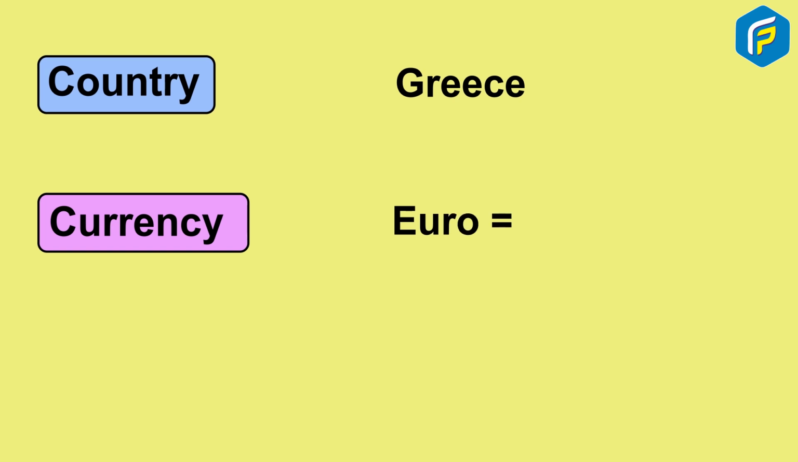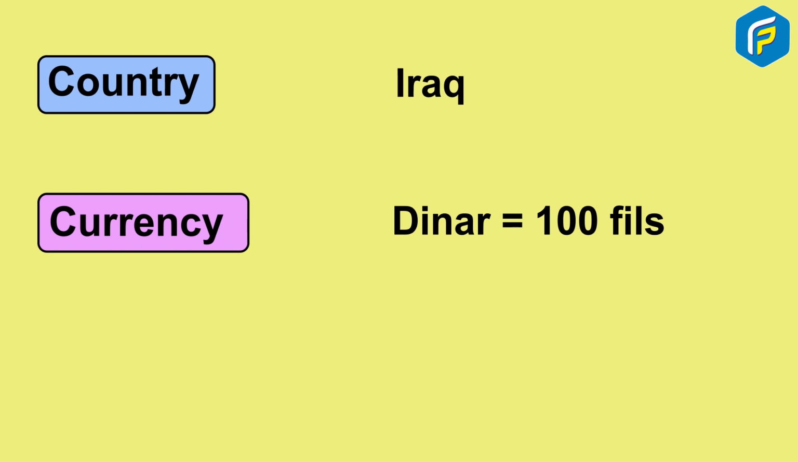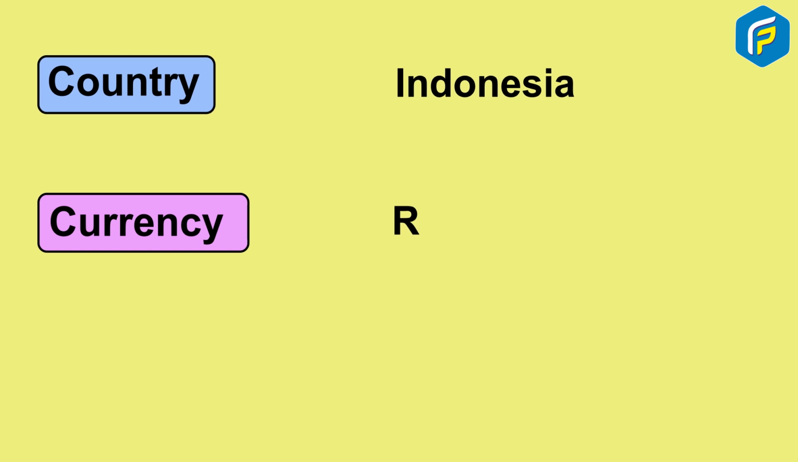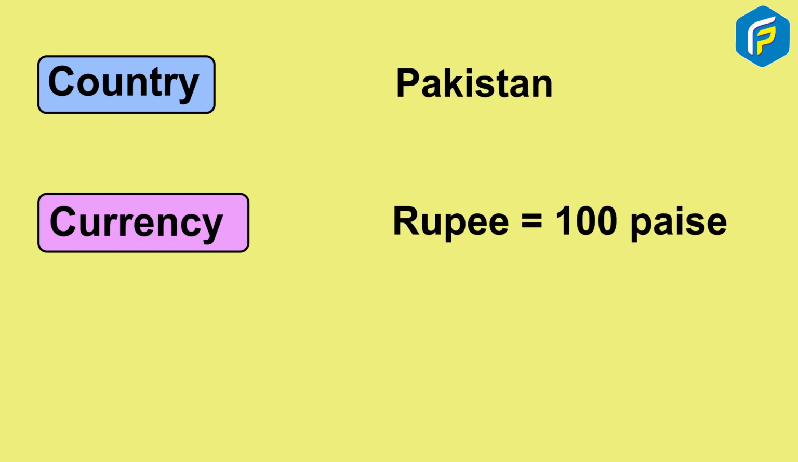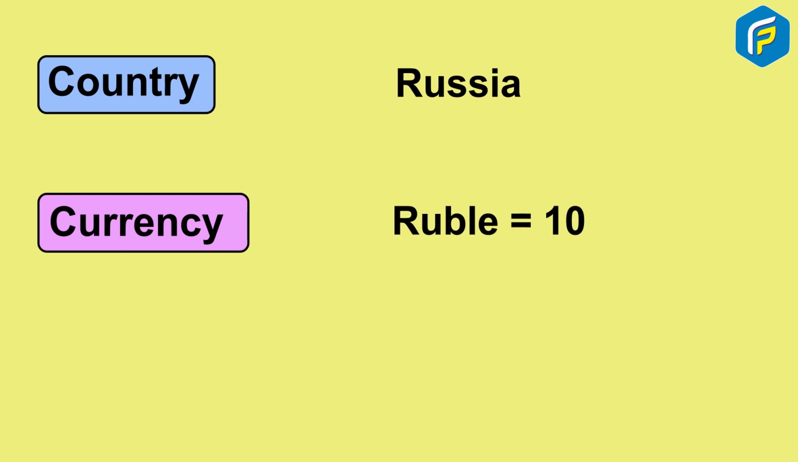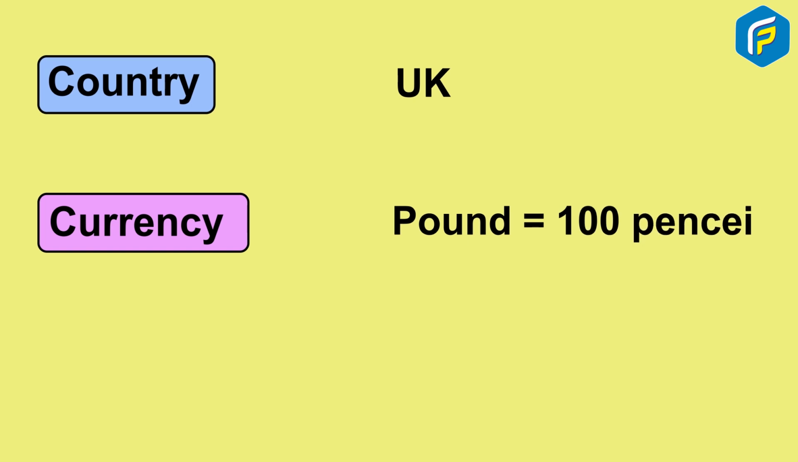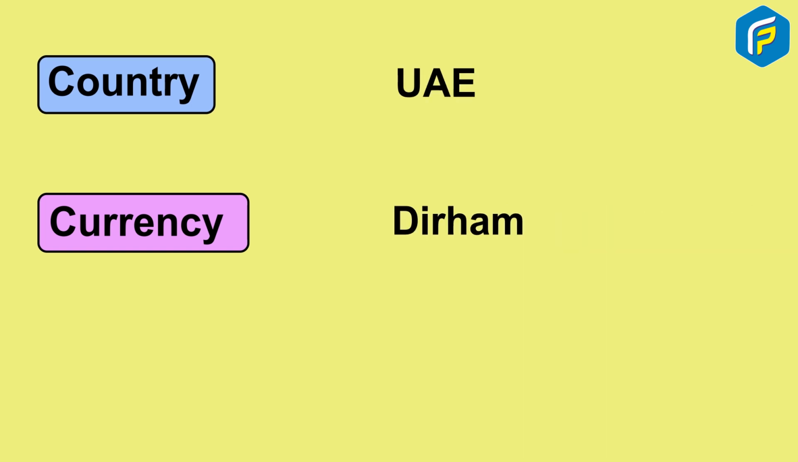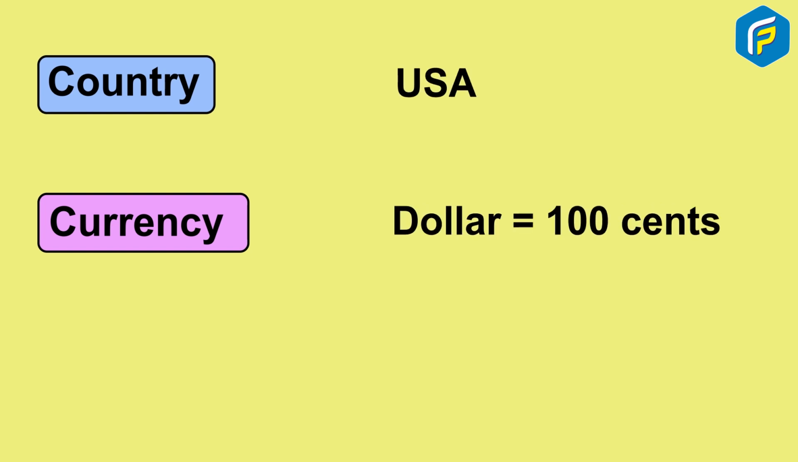Greece, euro, 100 cents. Iraq, dinar, 100 fils. Iran, rial, 100 dinars. Indonesia, rupiah, 100 sen. Japan, yen, 100 sen. Pakistan, rupee, 100 paise. Russia, ruble, 100 kopecks. UK, pound, 100 pence. UAE, dirham, 100 fils. USA, dollar, 100 cents.